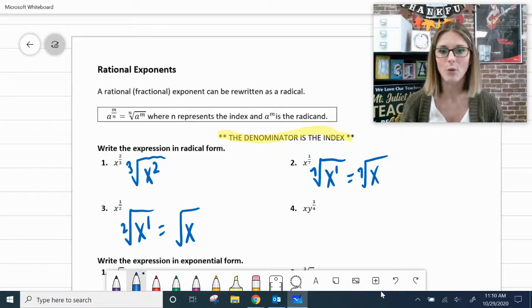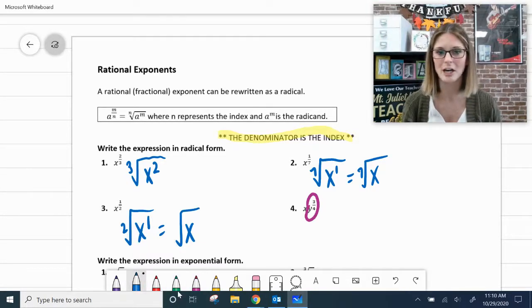Let's look at number 4. So watch out here. Who has the exponent? Who has the exponent? Just the y. We have x times y to the 3/4. So let me go back to my blue pen here. The only part that's going to have the radical is the y. So we're still going to have x. Nothing happened to x. Y is going to have the radical. The denominator was 4, a 4th root of y to the 3rd.